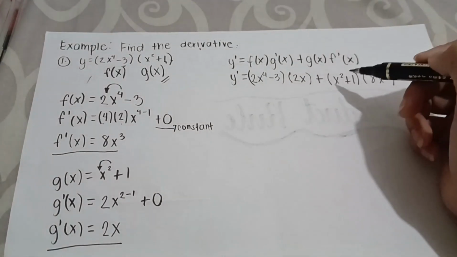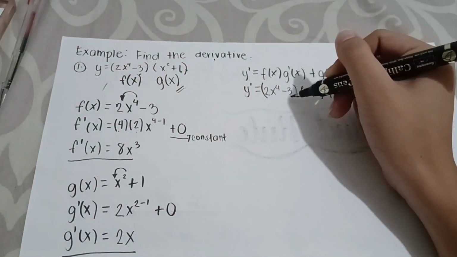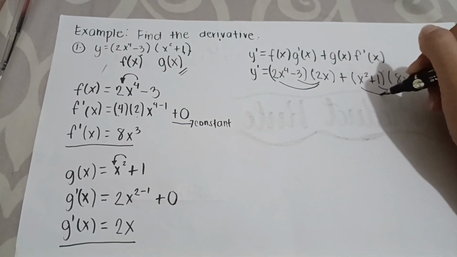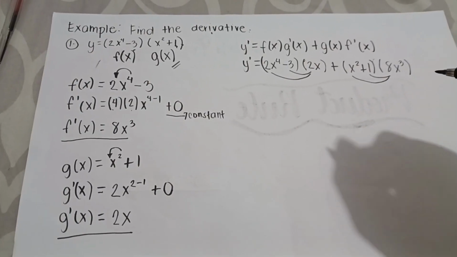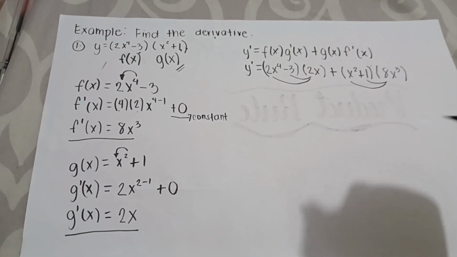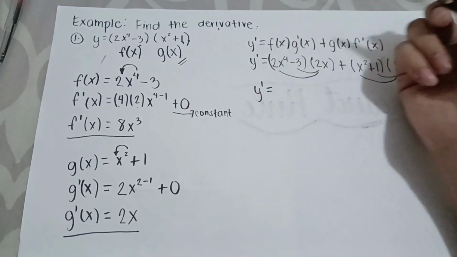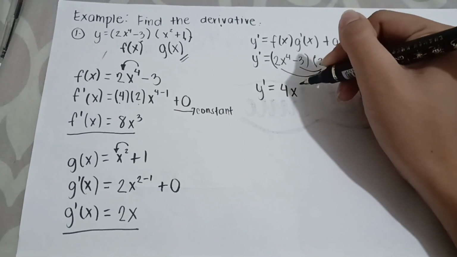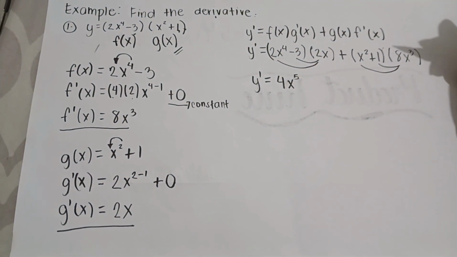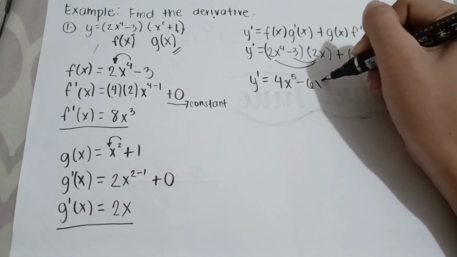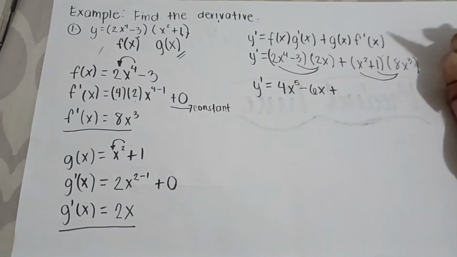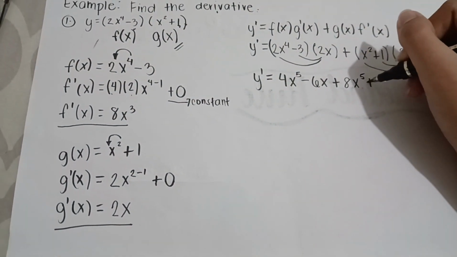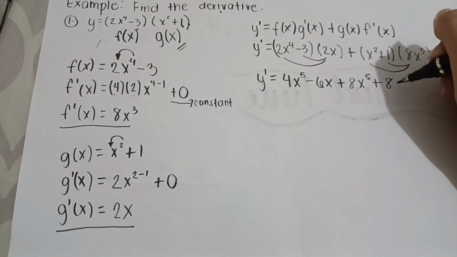Remember, we just substitute their value. Then let's proceed. We just have to multiply this and this. So let's multiply. We have y prime is equal to 4x to the power 5, then negative 6x plus 8x to the power 5 plus 8x cubed.